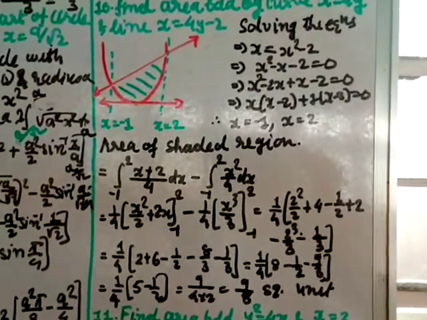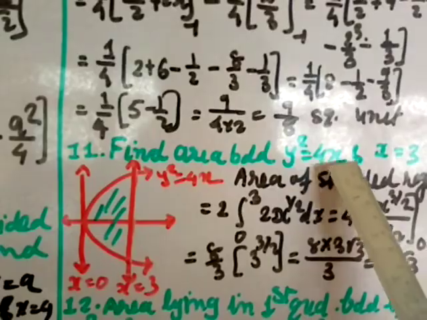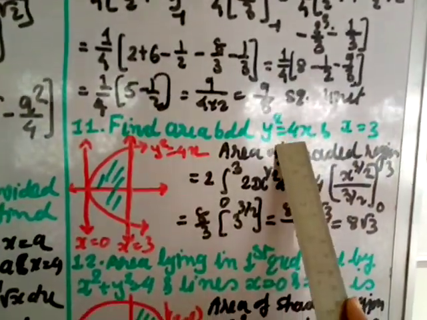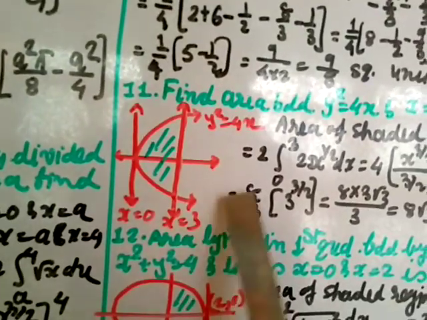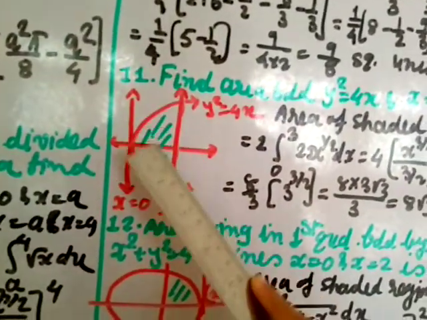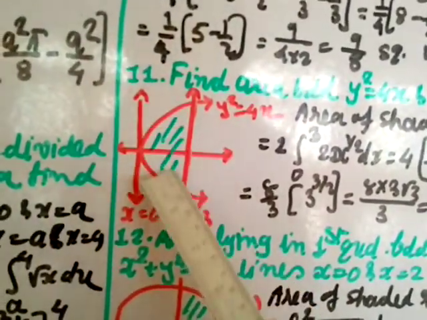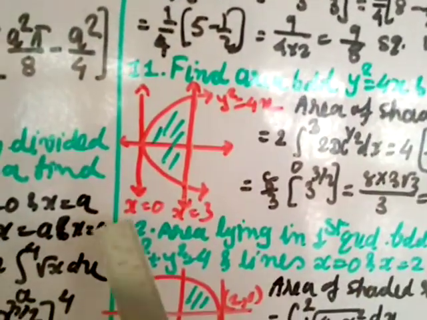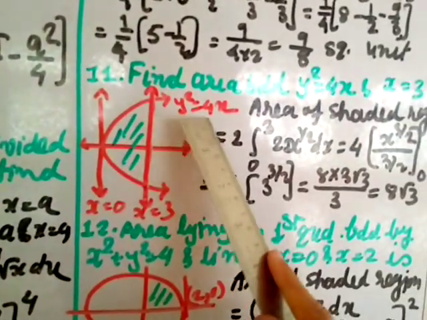Question number 11. Find the area bounded by y square is equal to 4x and x is equal to 3. This also is a parabola, and it is symmetric about the x-axis, and x equal to 3. So I have to find this area, so I find only the first quadrant and multiply by 2. It's just simple because it starts from x equal to 0 to x equal to 3, and this is the equation of the curve. Take 2 root x.